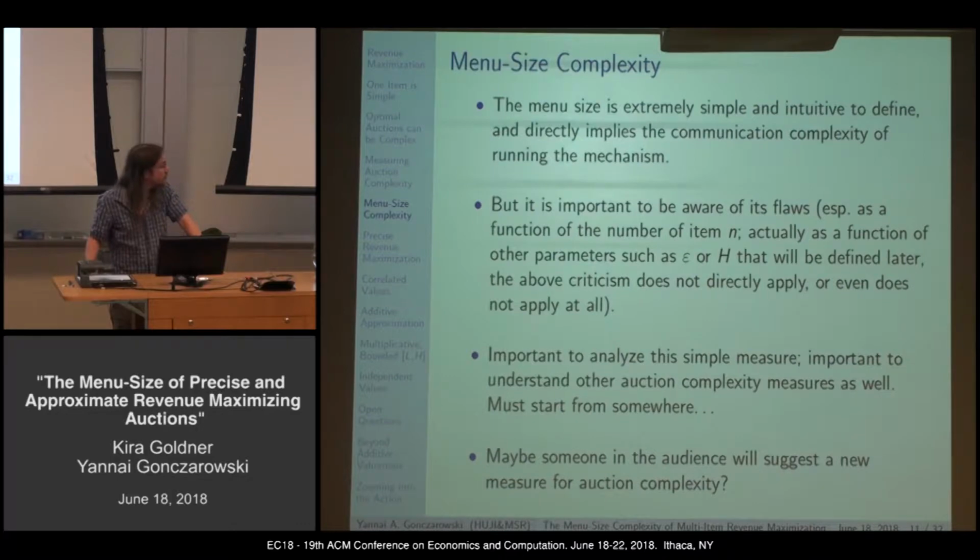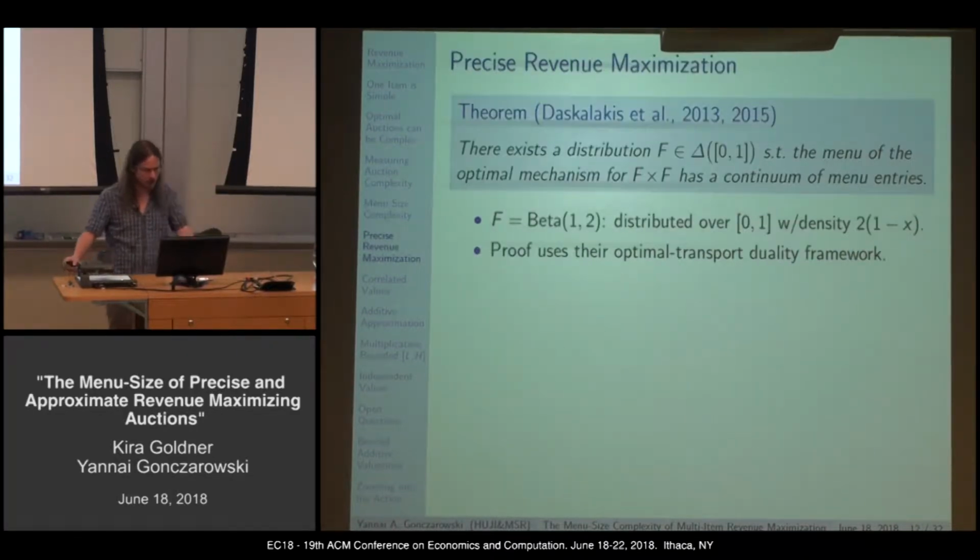I think that despite this criticism, it's important to analyze this simple measure. It's important to understand other auction complexity measures as well. We must start from somewhere, might as well start from the simplest one where you have some tractable results. And maybe someone in this audience will suggest a new and even better measure for auction complexity. It's going to be awesome. Just remember about this criticism as a function of number of items, and also take the criticism with a grain of salt. Remember that the communication complexity is kind of high there, etc. So there is some complexity going around there.